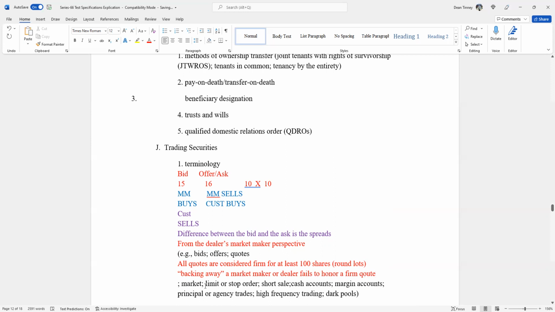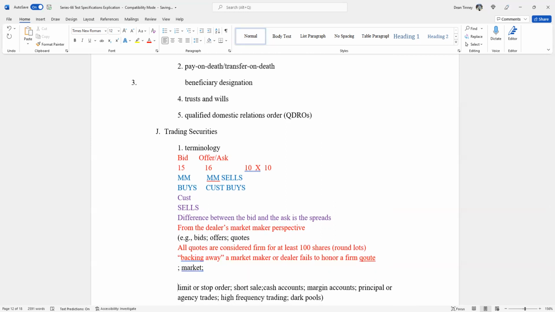Okay, so again, if you're an investment adviser representative and you're doing business with a broker, the assumption is you have trading authorization. You're going to call a broker and say, hey, buy 1,000 shares in Mr. Smith's account at the market. And at the market means you want immediate execution at the best available price.